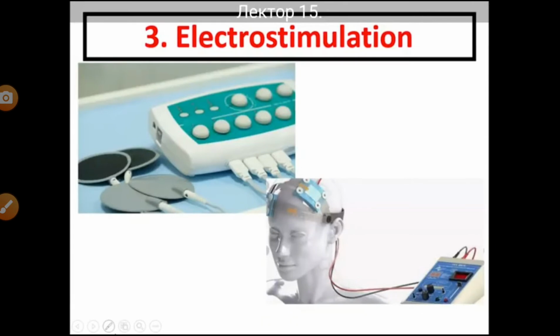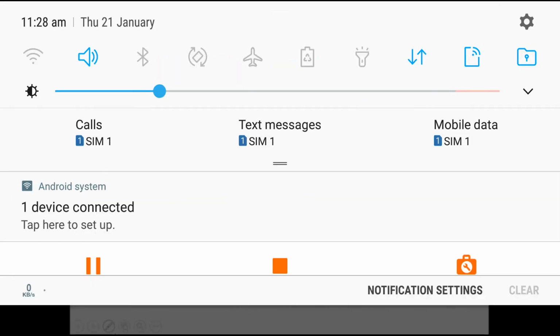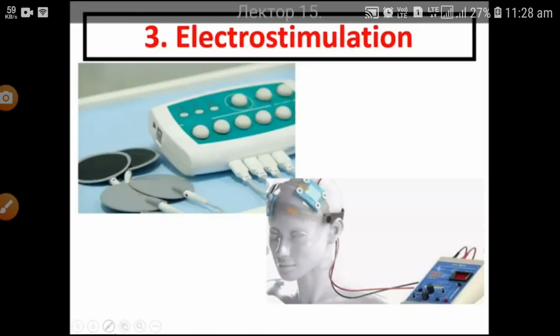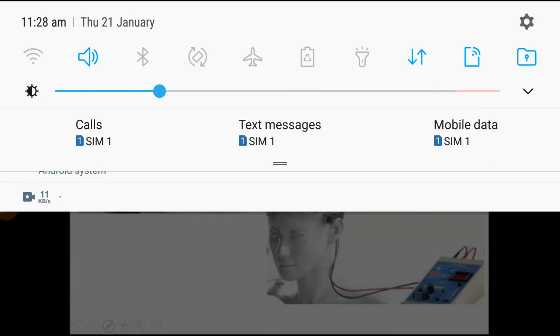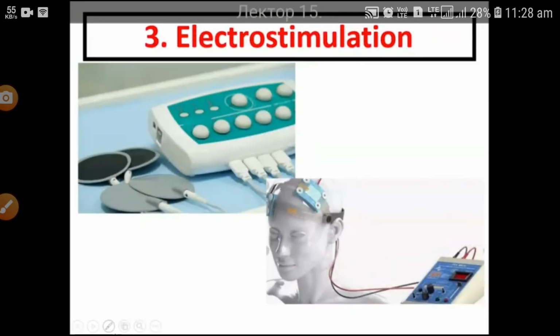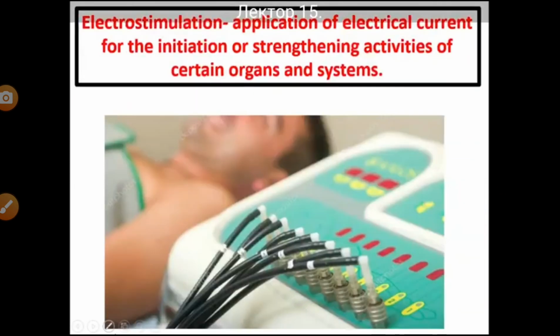Question number 3, electrostimulation. You write in your copybook question number 3. This diagram only look. Next slide. Look at the screen, this diagram only look, this information about electrostimulation.